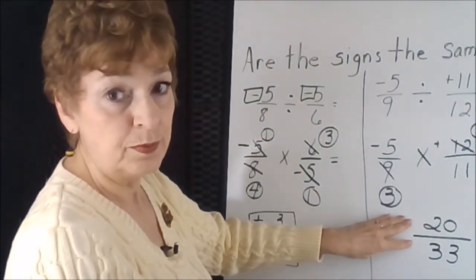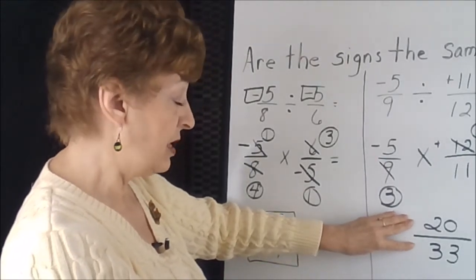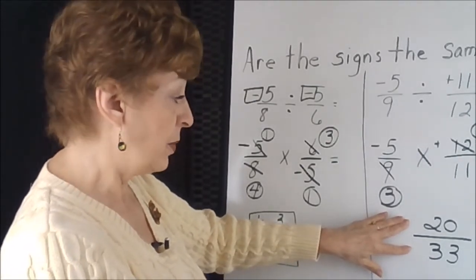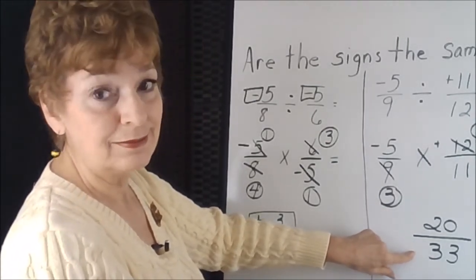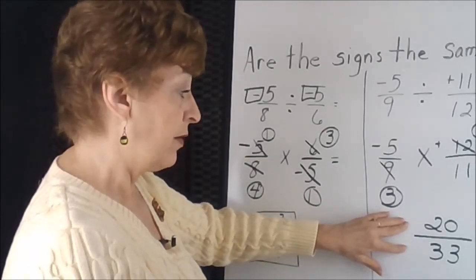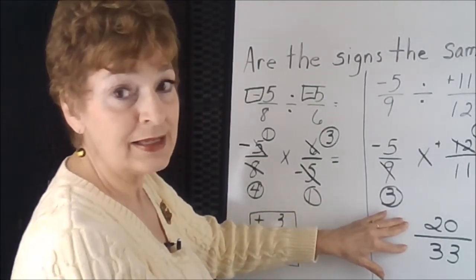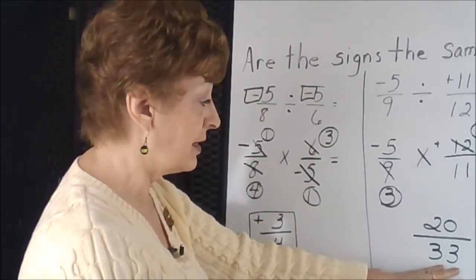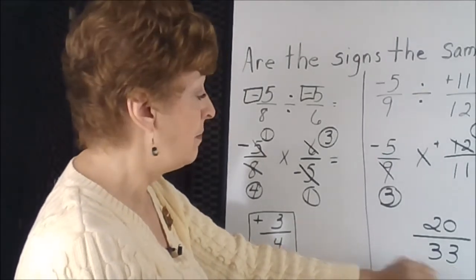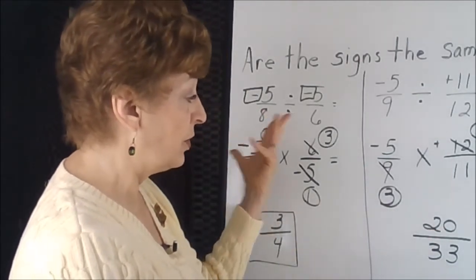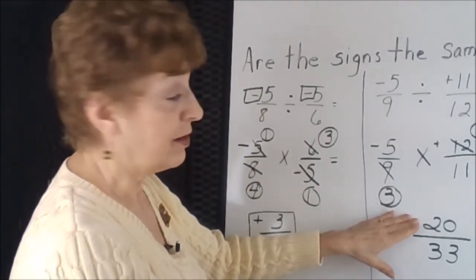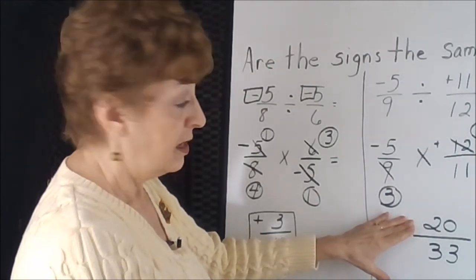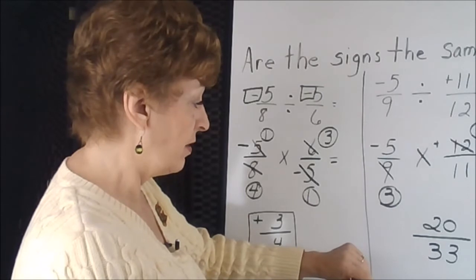Let's see if we can simplify this. Are they both even? No. Do they both end in 0s or 5s? No. Twin double digits? 33 is, but not 20. If we have to check for 3s and 9s, that would be the adding of the digits. In this case, 3 plus 3 is 6, and 3 will work into 6. But 2 plus 0 is 2, so 3 is not going to work here. Pass on that divisibility rule. 7s. No, 7 will not work in either of those either.